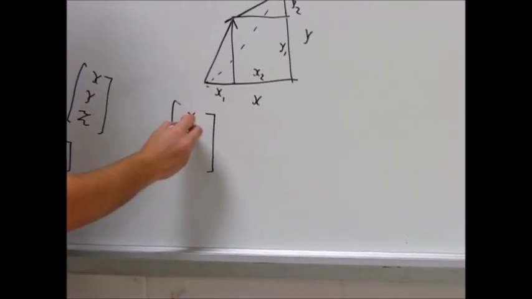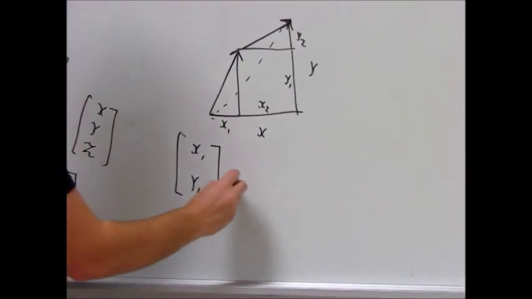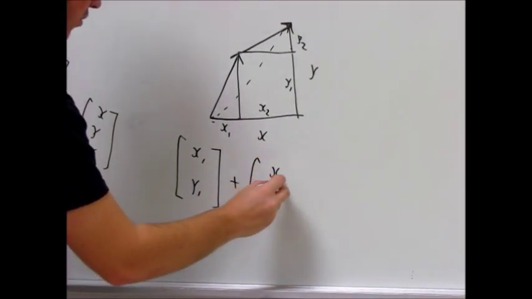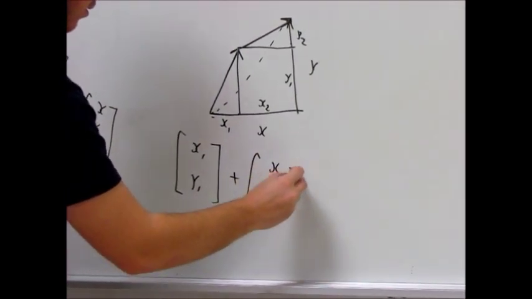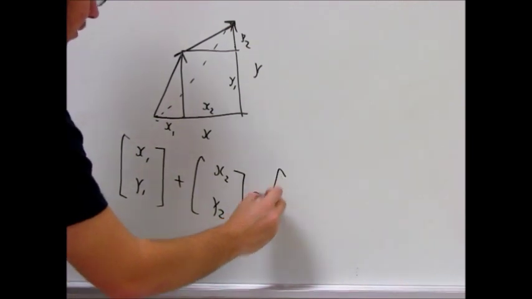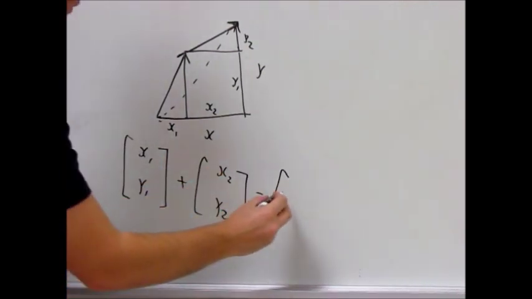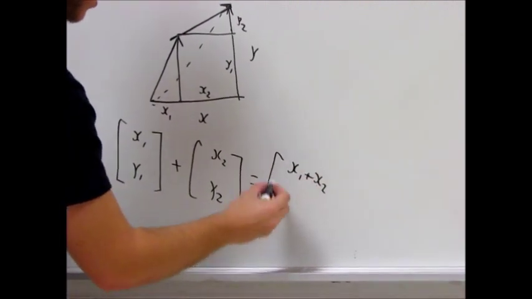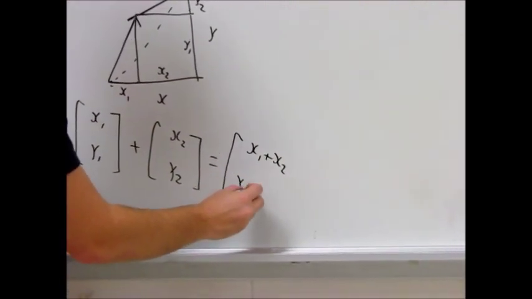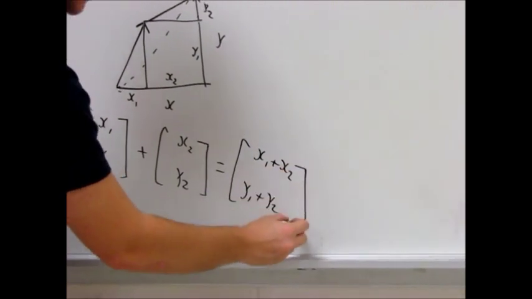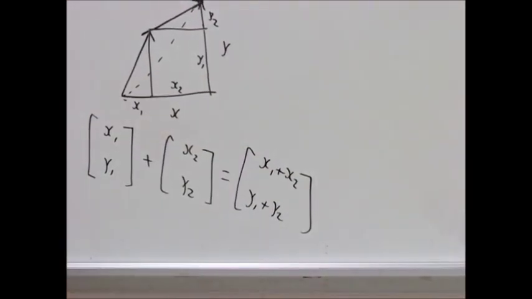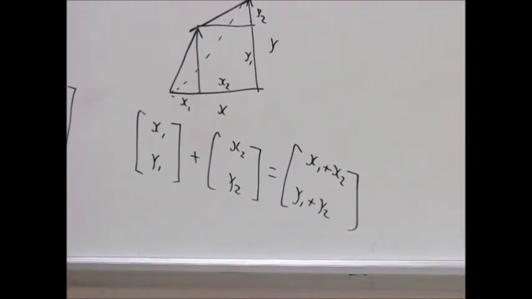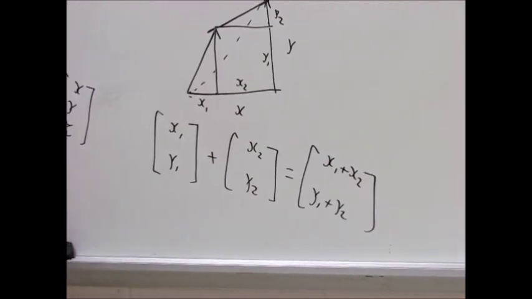And of course, from our matrix definition, this seems pretty clear. x1, y1 plus x2, y2 will just give you a new vector, x1 plus x2 and y1 plus y2. This just follows from basic matrix addition rules as well. So to add vectors, you simply add their components.